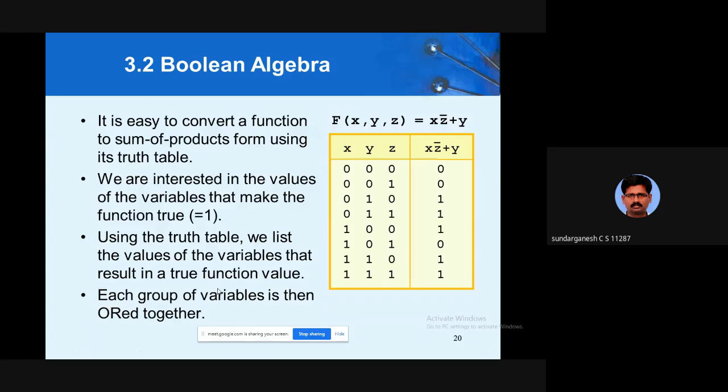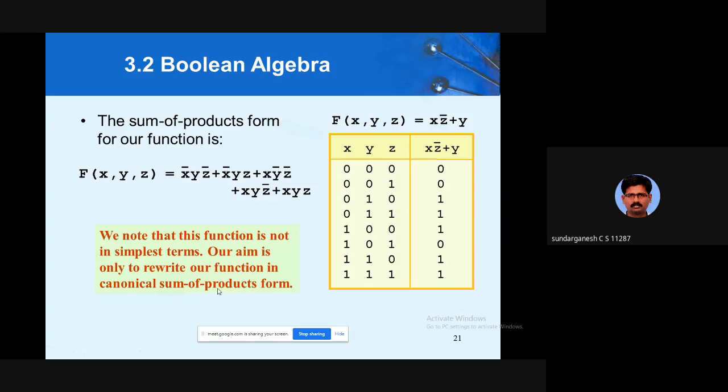So it is easy to convert a function to sum of products form using its truth table. The output should be 1 for SOP form. Using this table, we can list all the values of the variables used for the test operation. So the sum of products form for our function is x bar y z. Here the same example is given.